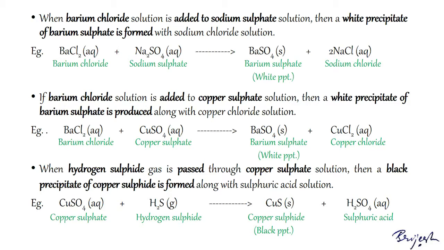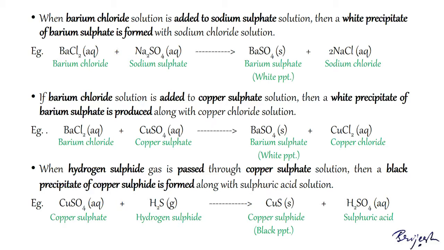In this reaction, barium sulphate is formed as a white insoluble solid, that is precipitate, which separates out suddenly from the solution. So any reaction in which an insoluble solid called precipitate is formed that separates from the solution is called a precipitation reaction. The reaction between barium chloride solution and sodium sulphate solution to form barium sulphate precipitate along with sodium chloride solution is an example of a precipitation reaction.